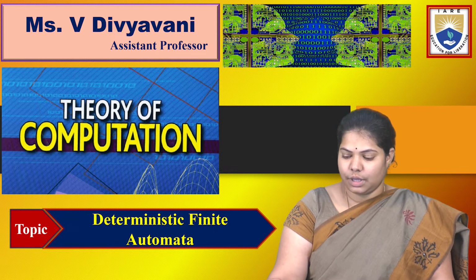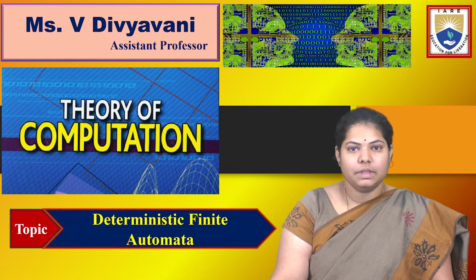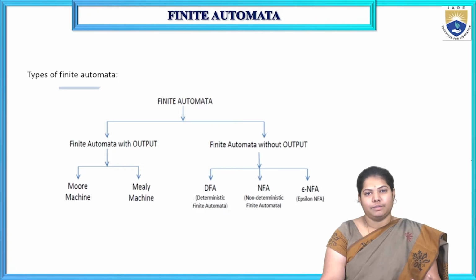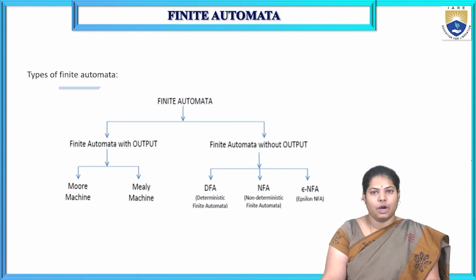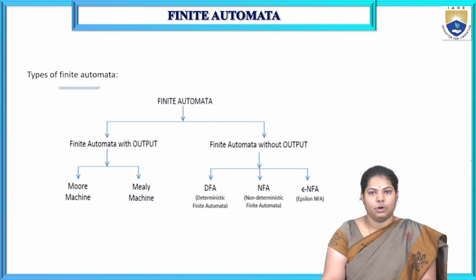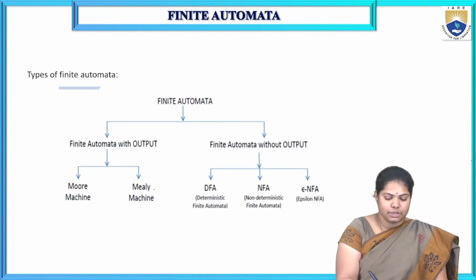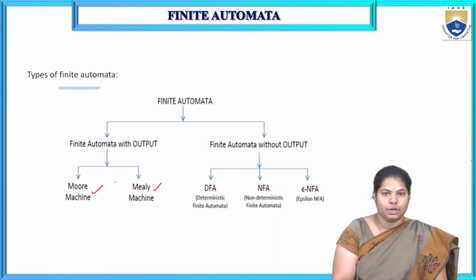This is also a part of the finite automata. In finite automata, we have different types. One is finite automata with output and another is finite automata without output. In finite automata with output, we have two types: one is the Mealy machine and another is the Moore machine.